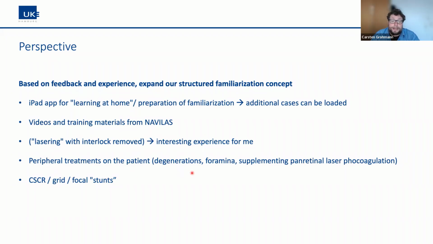Peripheral treatments on the patients, degenerations, foramina, panretinal laser coagulations, and then the highly sophisticated things, CSCR, grid, and focal treatments, lasering near the fovea, which you should perform when you are familiar with the peripheral treatments and feel safe in using the laser.